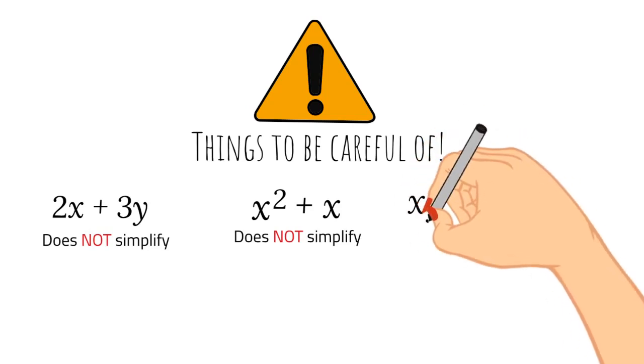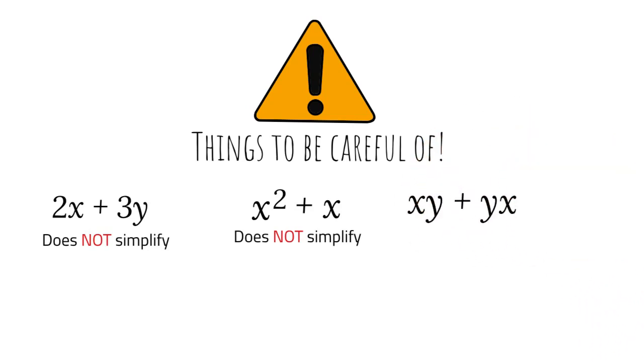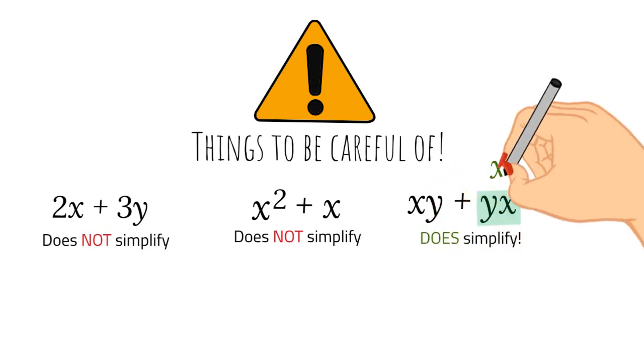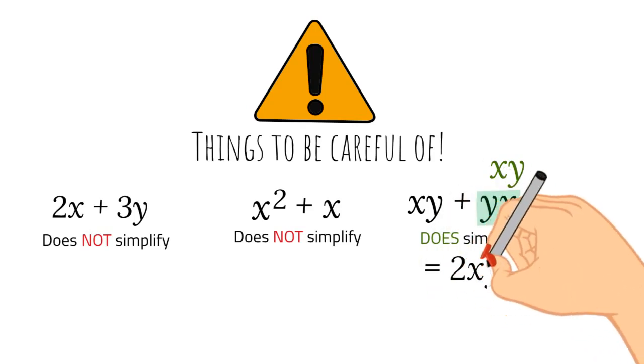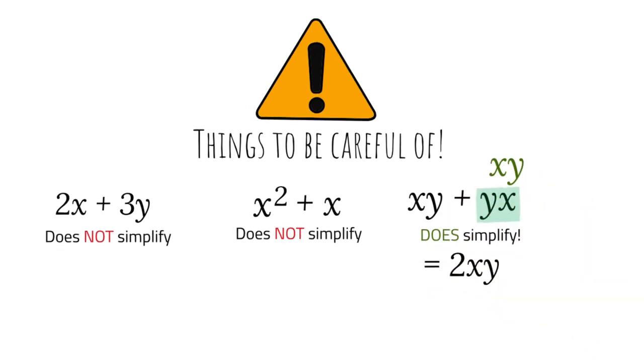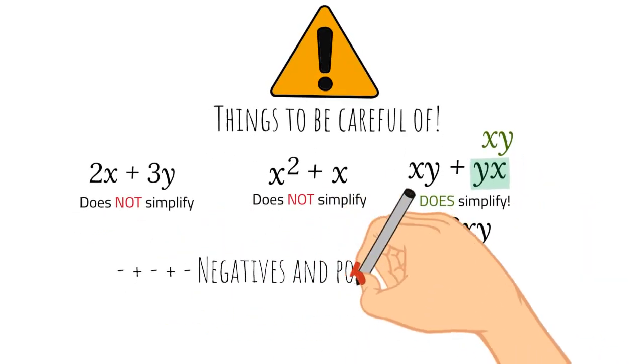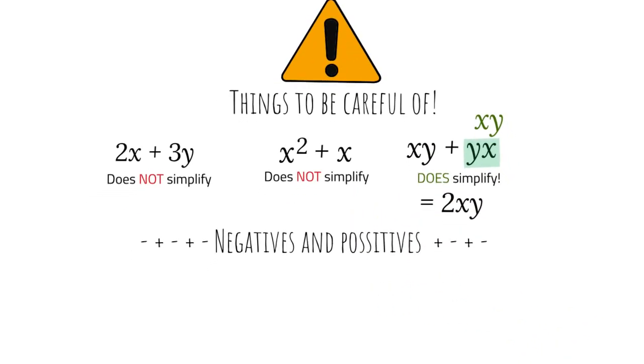But if we have something like xy plus yx, a lot of people think, well, that doesn't simplify, but it does simplify because yx is the same as xy. So in fact, I have 2xy. And finally, you need to be careful of your negatives and positives. These can be a nightmare.